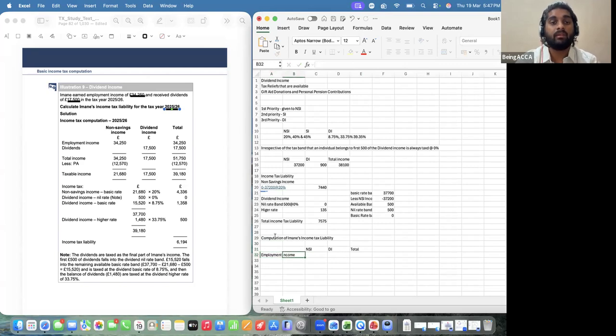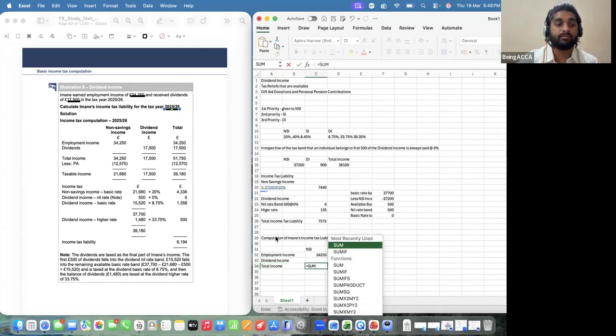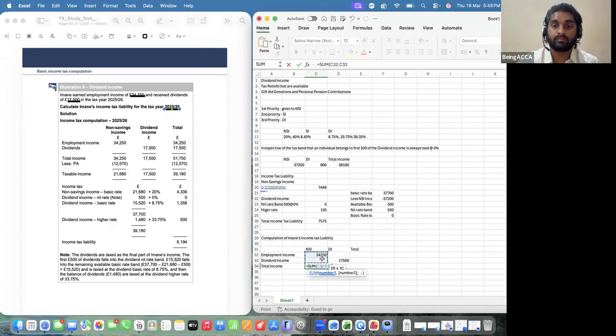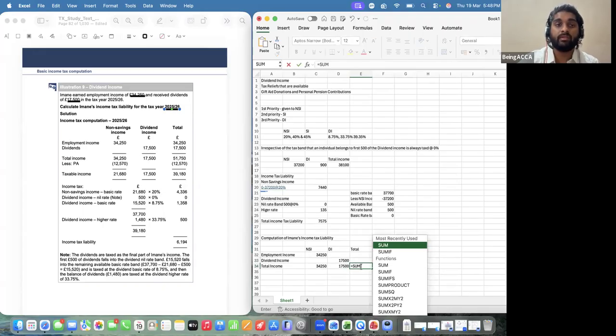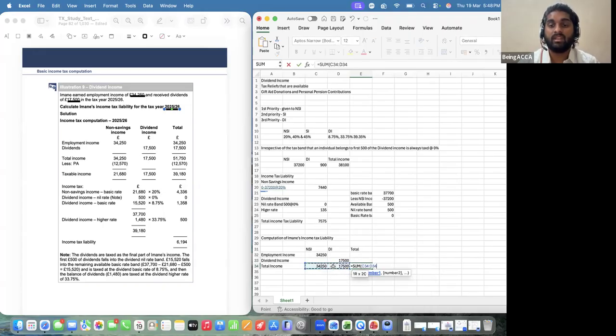Employment income is equal to 34,250. And next, dividend income is equal to 17,500. Now, after this, let's calculate total income. It will be the sum of these both, employment income and dividend income. Now total income would be the sum of these both, which is 51,750.